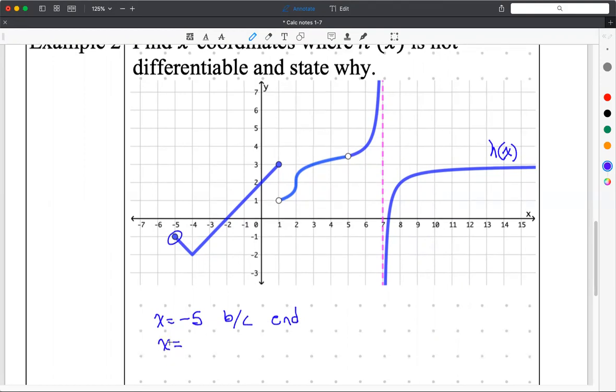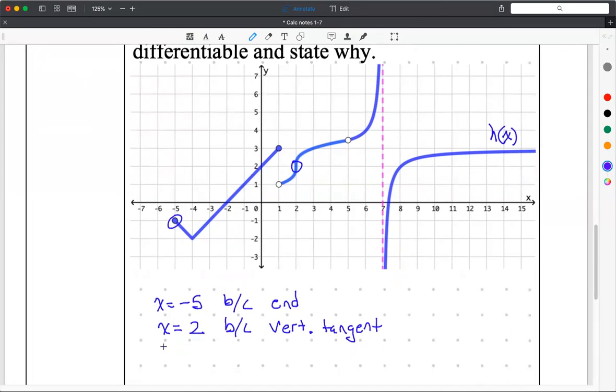x equals what? Let's do a quiet raise hand so I can call on people. Yeah, Fiona. x equals 2. x equals 2 right here. Why is that not differentiable? Because it's on a vertical tangent. Vertical tangent, perfect. I'm just going to abbreviate tangent. Yeah, Chris, do the next one.